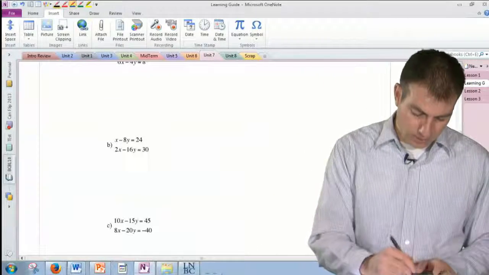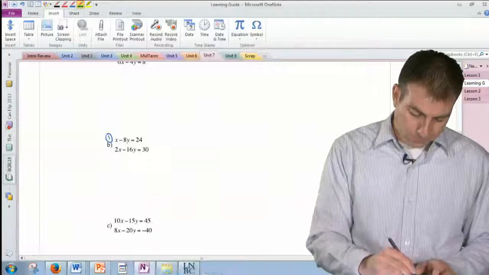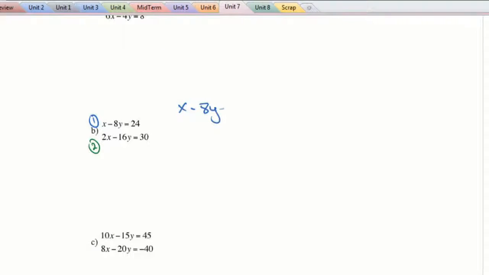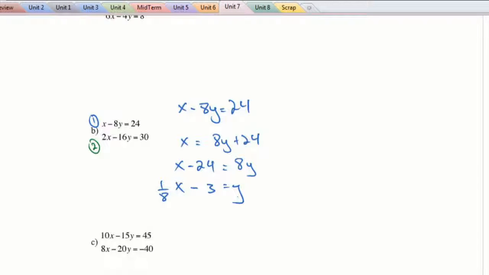Maybe I'll label my lines first. We'll call the top one number 1, and we'll call this one number 2. So if I start with number 1, x minus 8y is 24. I'm trying to get y by itself, so I'm going to move it to the other side. 8y plus 24. I'm going to subtract 24, so x minus 24 is 8y, and then divide everything by 8. So I get 1 over 8 times x minus 24 divided by 8, which is 3, is y. So that's my first equation in simplest form.